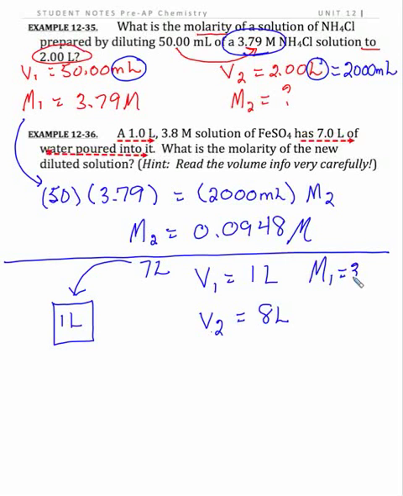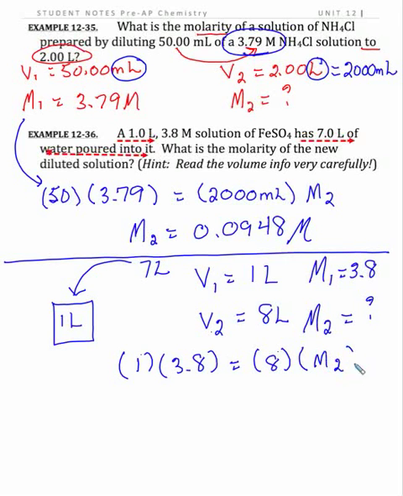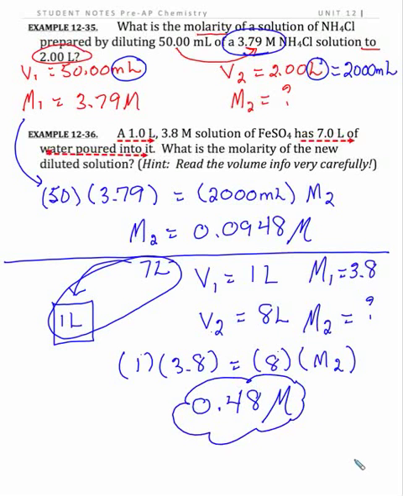So my molarity in that 1 liter was 3.8 molar, and I want to know what my new molarity is, and that's my unknown. At this point, I just plug and chug. So I have volume 1 times molarity 1 is equal to volume 2 times molarity 2. The tough part was seeing that my volume 2 was the sum of the 1 plus the 7. And if I solve that, I get a 0.48 molar solution. That would be my new molarity after I diluted it by adding water.